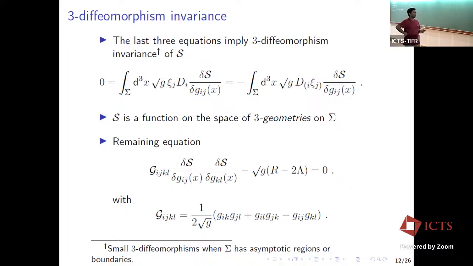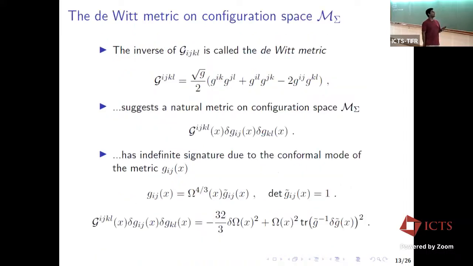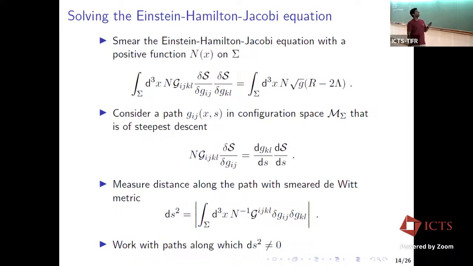Right. So instead of one Hamilton-Jacobi equation, which we had for classical mechanics, we have an infinite number of these, corresponding to every point on sigma. So to apply the same techniques as earlier, we want to get one equation from all this, but still we want to keep this local dependence in some sense. So what we do is smear that local Einstein-Hamilton-Jacobi equation with a positive function N(x) on sigma. So at this stage, this is just some arbitrary function such that it should never become 0 on sigma.